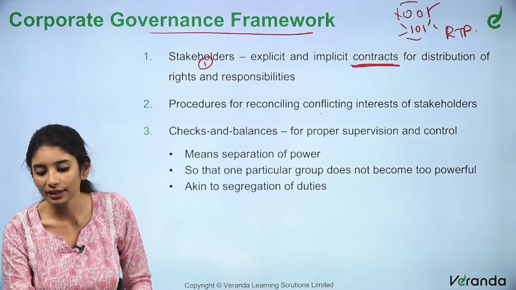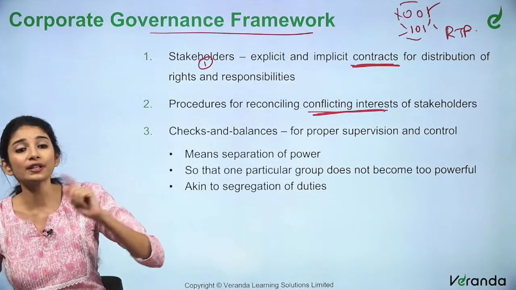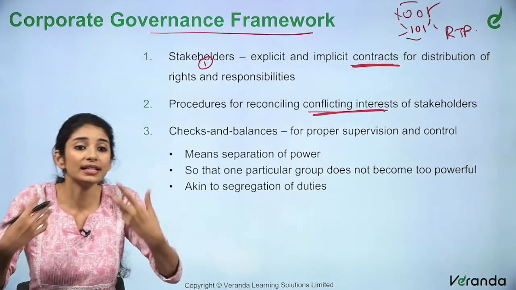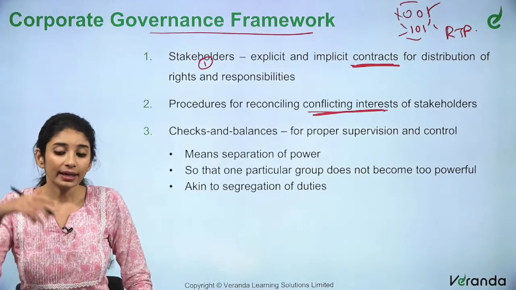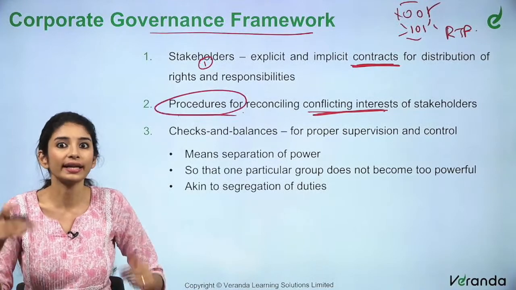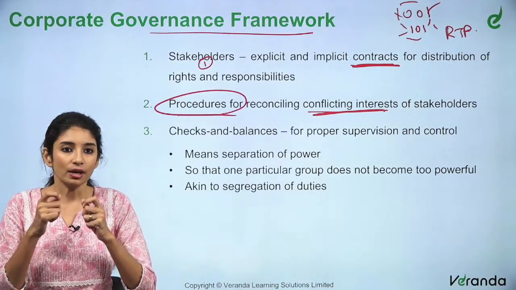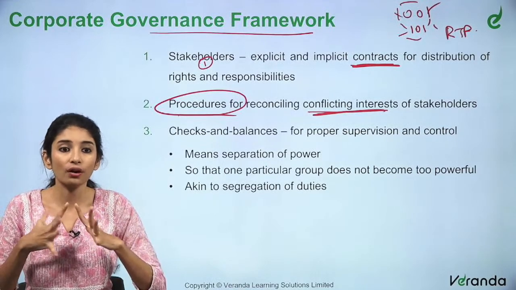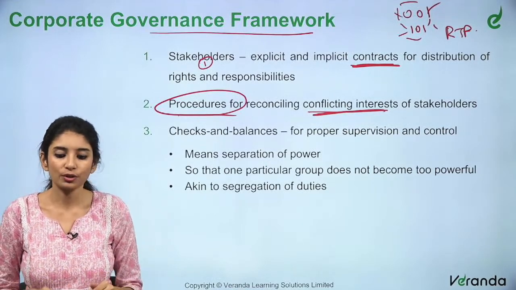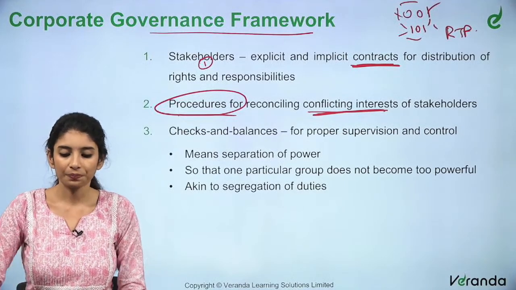Procedures for reconciling conflicting interest. Even after having contracts, even after having explicit contracts, I may still get into an argument with them, right? In case I get into an argument with them, conflicting interest, what is the procedure for reconciling that? Because organizations can stand on a very tiny thread in case of ego issues or clashes. So procedures for reconciling conflicting interest of stakeholders.